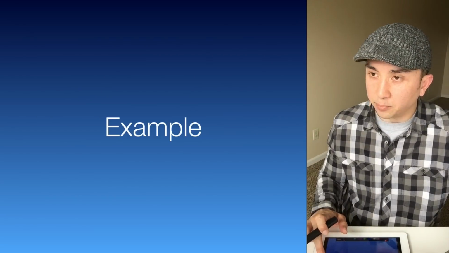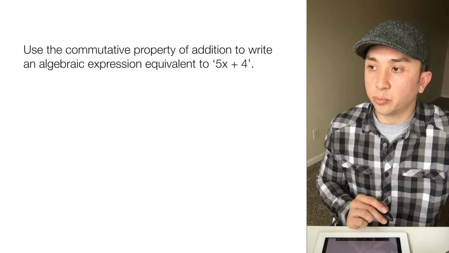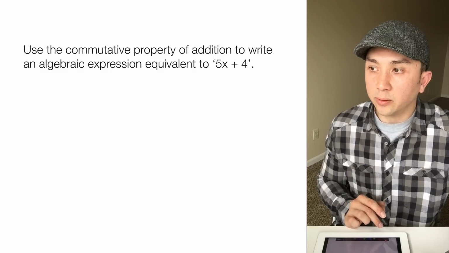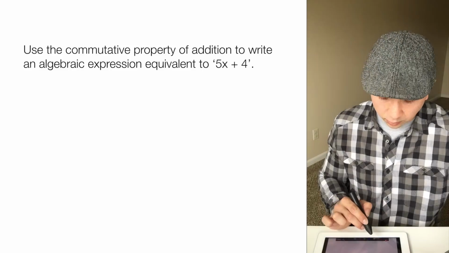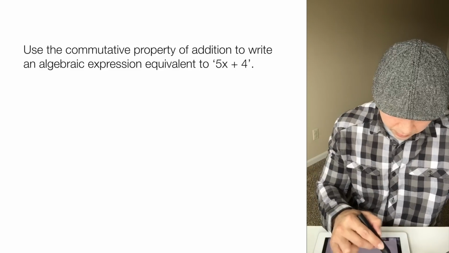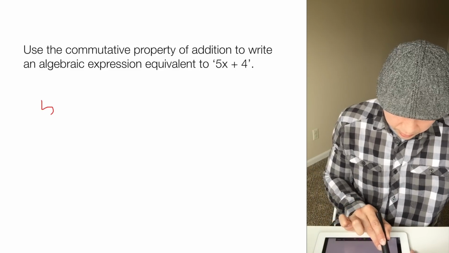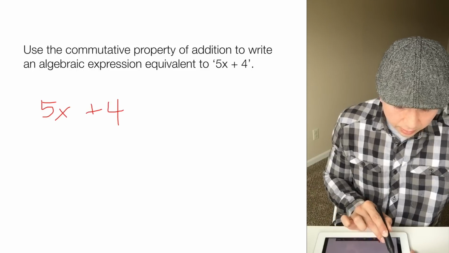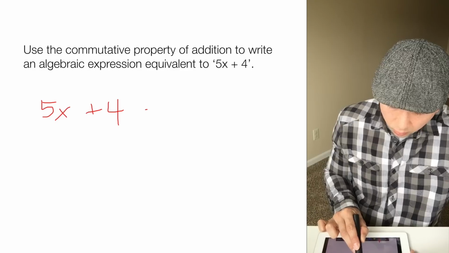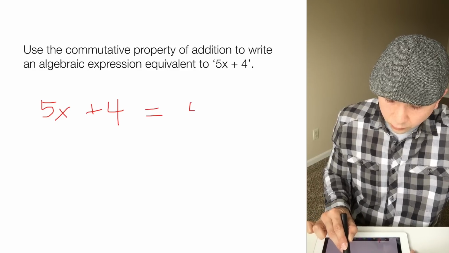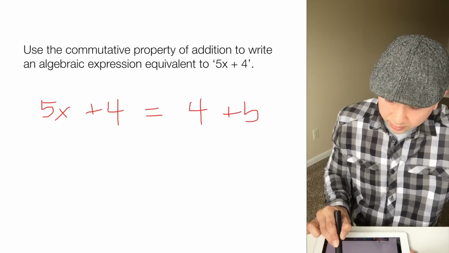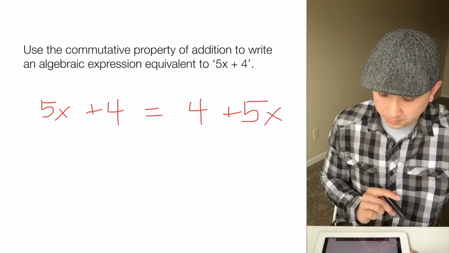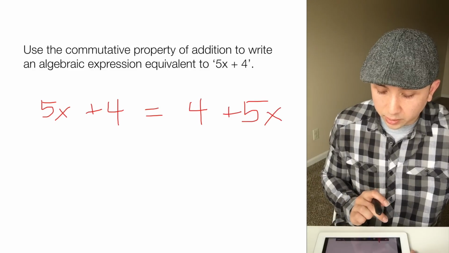So let's do an example. Use the commutative property of addition to write an algebraic expression equivalent to 5x plus 4. So we know that we can write 5x plus 4. We can add 5x plus 4, or we can add 4 plus 5x. So that's the equivalent using the commutative property of addition.